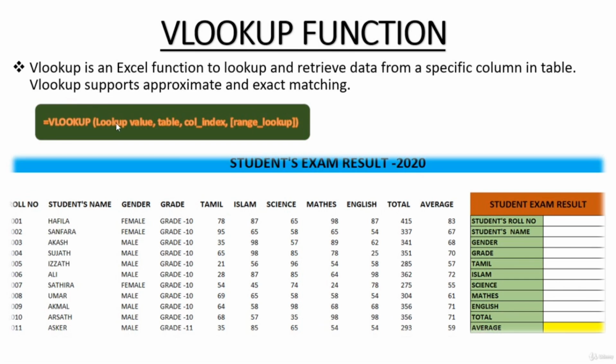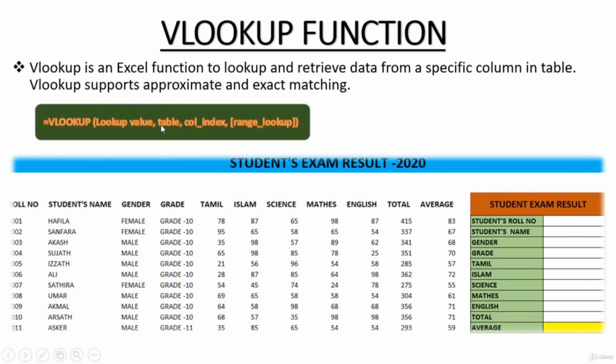Lookup value means on what basis you are going to search the data. For example, if you look at this example, we will discuss in the practical section how to do this task. Now I'm going to explain how the Vlookup works. So lookup value means we are going to search based on student roll number. You can see here the first column is roll number, second column is student name, the third column is gender, the fourth column is grade, and fifth, sixth, seventh, eighth, ninth are the student marks for each subject, then total, after that average. So this is the students' exam result 2020, and we are going to retrieve the data based on the student roll number. So the student roll number is the lookup value in this example.